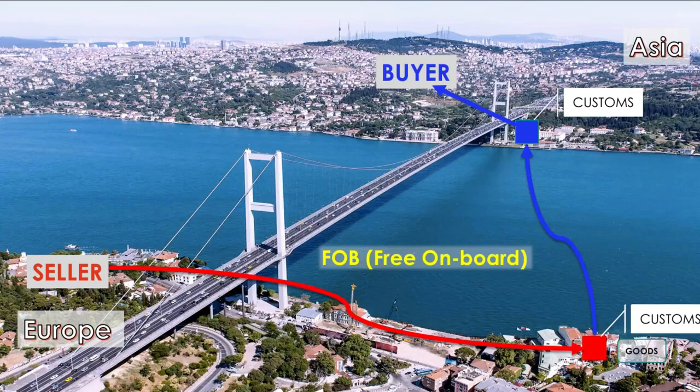The buyer's contracted carrier or shipping company ships the goods to the country of destination. The buyer clears the goods from customs in its country. And finally, the buyer does the local transport to its own premises.